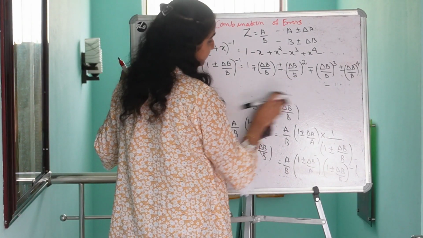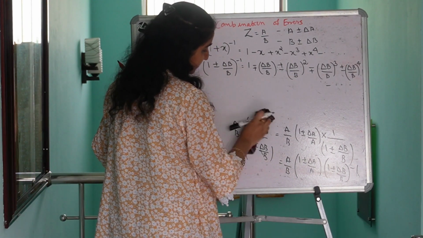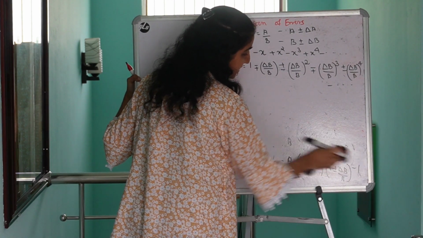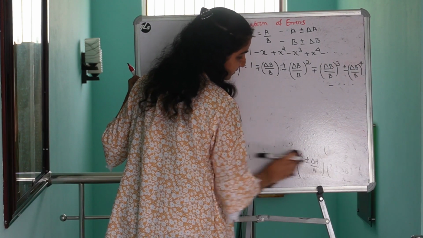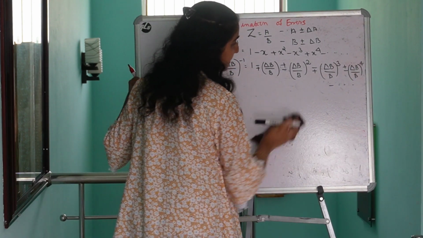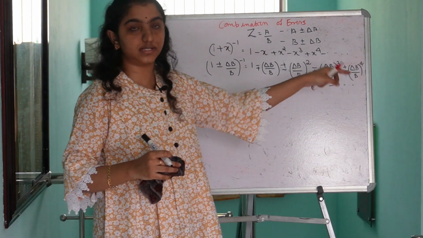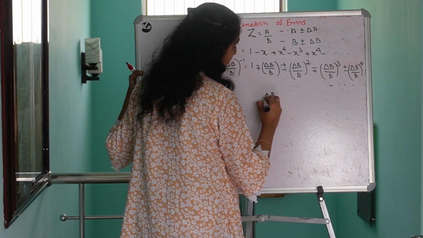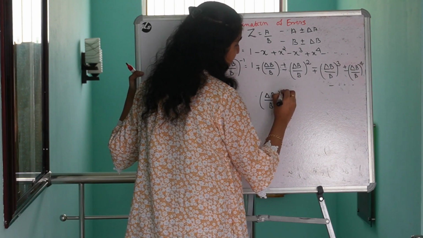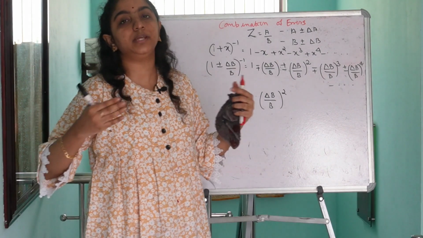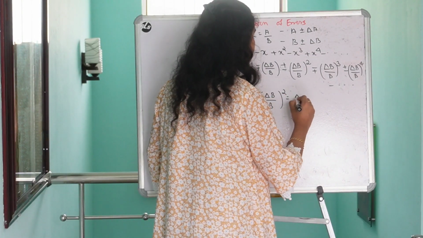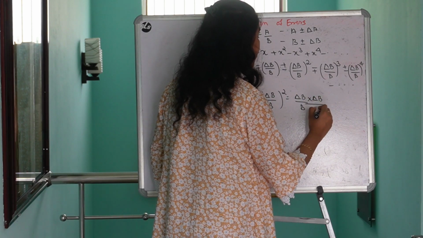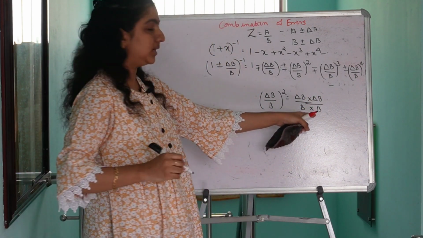Yes. Now I am rubbing all these. Is it clear, guys, up to this step? Yes. Now here we have del b by b the whole square, isn't it? What does it mean? It means del b by b into del b by b, isn't it?